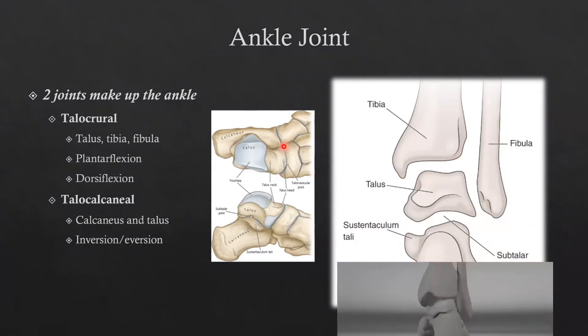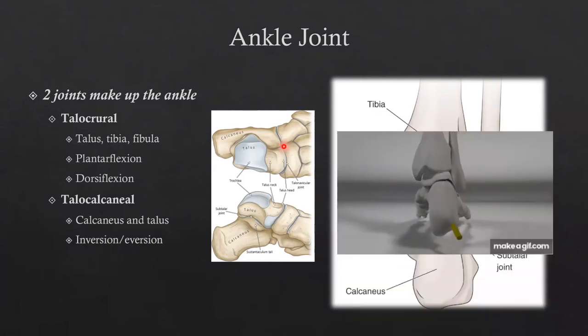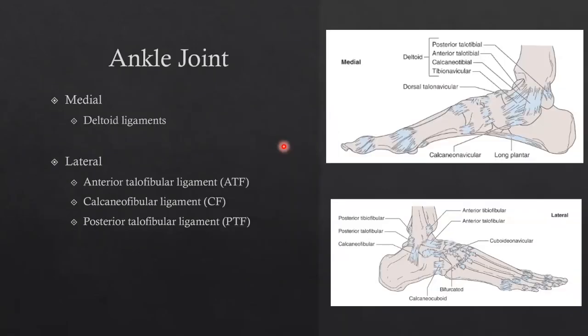And our talocalcaneal joint site, where inversion and eversion is realized, this is the articulation between the calcaneus and the talus. So within our ankle joint, we have a lot of ligament support, starting on the medial side. Notice on the medial ankle, these will be the ligaments that are attaching the tibia to various bones in our rear foot area. So on the medial aspect, we have our posterior and anterior talotibial ligaments.